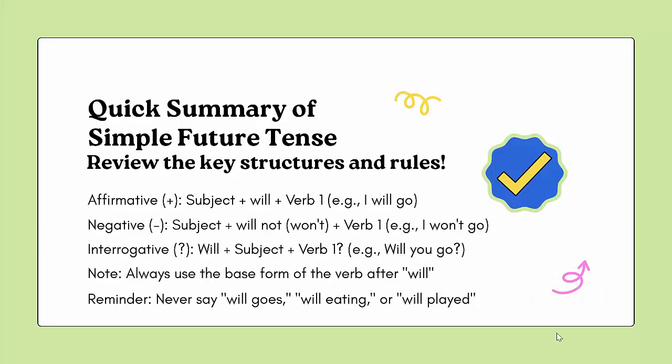Quick summary of simple future tense. Review the key structures and rules. Affirmative or positive: subject plus will plus verb 1. For example, I will go. Negative: subject plus will not or won't plus verb 1. For example, I won't go. Interrogative: will plus subject plus verb 1. For example, will you go?